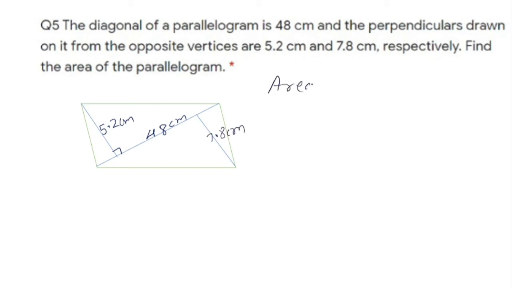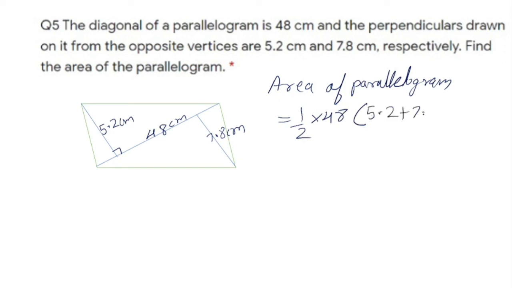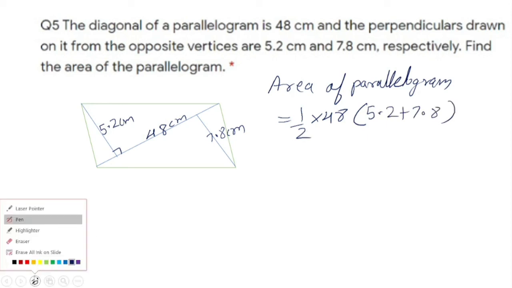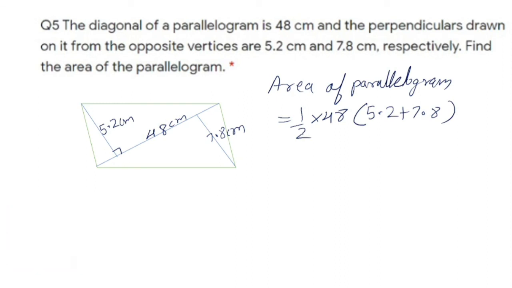Now, the area of this parallelogram, we will be using the area of two triangles, which will be equal to half into base, which I'll take as common, which is the same for both, and I'll simply add the altitudes. So 5.2 plus 7.8. Simplify this. You divide 48 by 2, you get 2 ones and 2 twenty-fours. And 5.2 plus 7.8 is 13. So 24 into 13, you get this as 312 centimeters square.